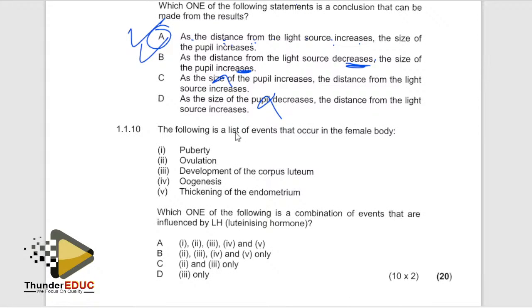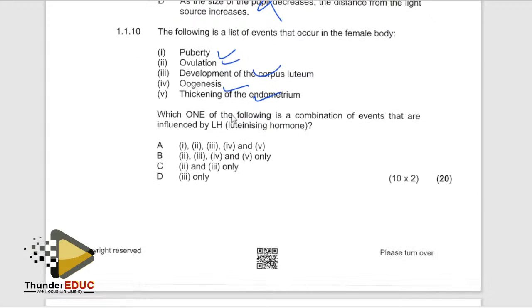The following is a list of events that occur in the female body. Okay, female body. All right, let's see what happens. Puberty, ovulation, development of the corpus luteum, and then oogenesis, and then thickening of the endometrium. Which one of the following is a combination of events that are influenced by luteinizing hormone?